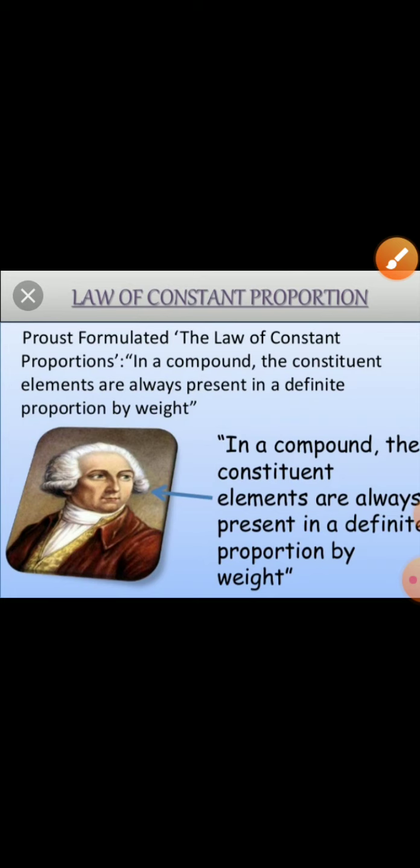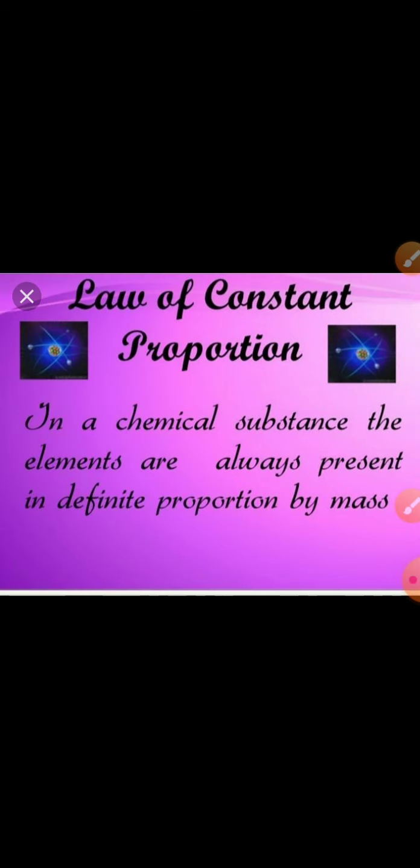Similarly, in the case of carbon dioxide, nitrogen oxide, nitrogen dioxide, the proportion of the elements is the same by mass. This is called the law of constant proportion, or the law of definite proportion. So in a chemical substance, the elements are always present in a definite proportion by mass. Now see the explanation about the law of constant proportion through this video. You will be clear about it. Please watch this video, you will understand.